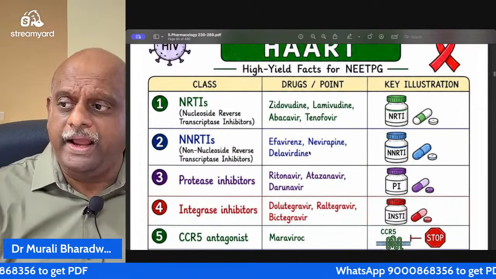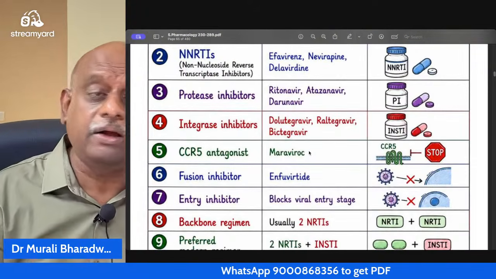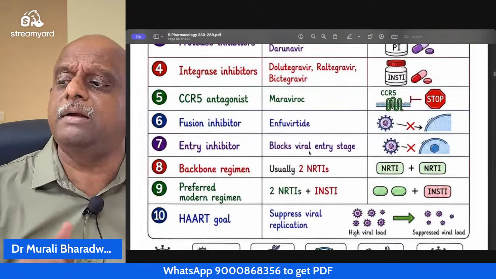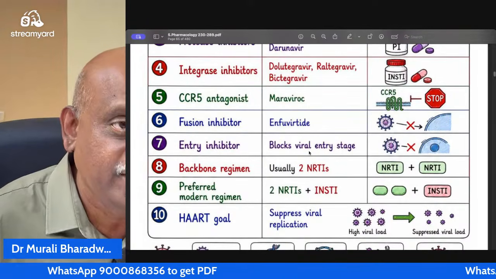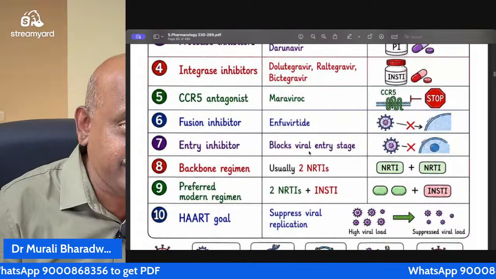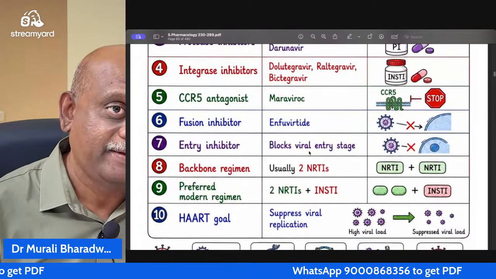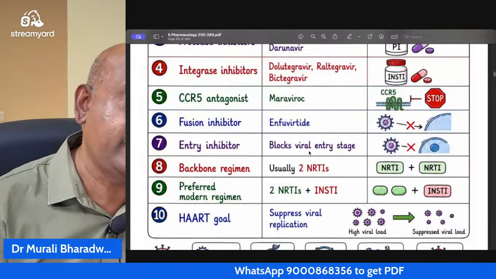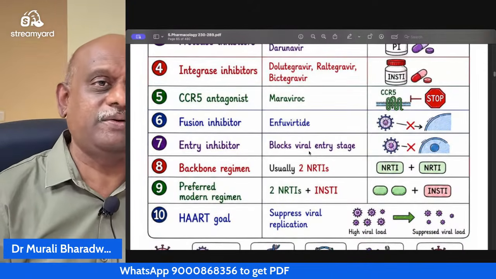NRTIs and NNRTIs, protease inhibitors, integrase inhibitors, CCR5 antagonists, fusion inhibitor, entry inhibitor are the broad classes. You should know which drugs come under what, of all these 7 classes. What are the side effects, specific indications, 2-3 special points on each. Bas, your antiretroviral, you are ready.